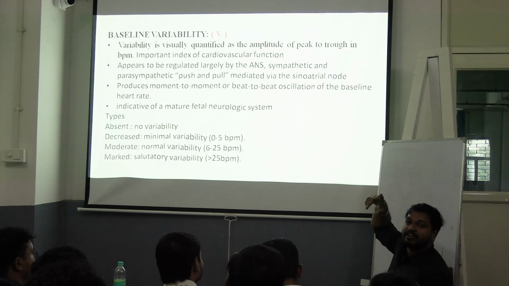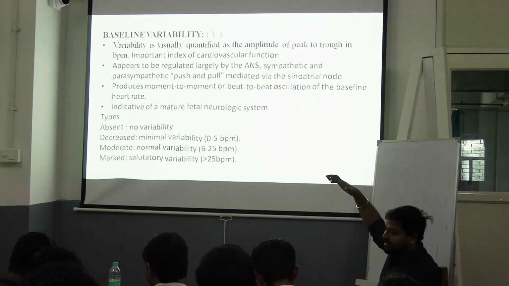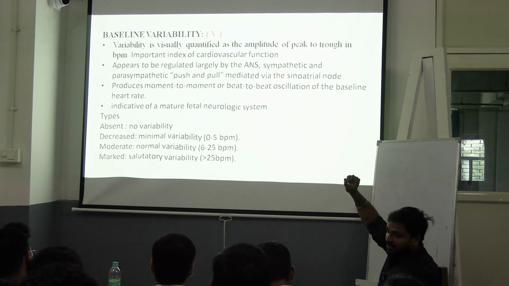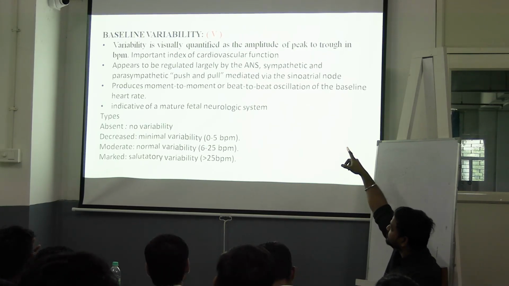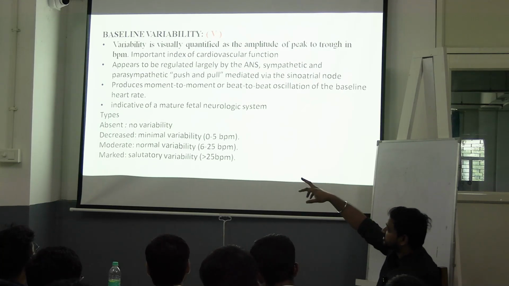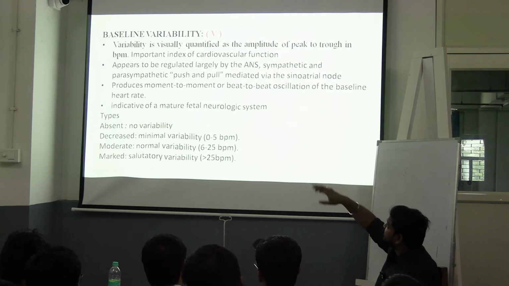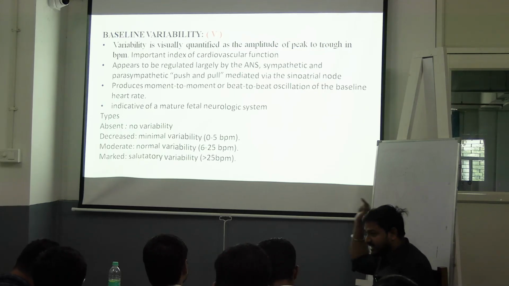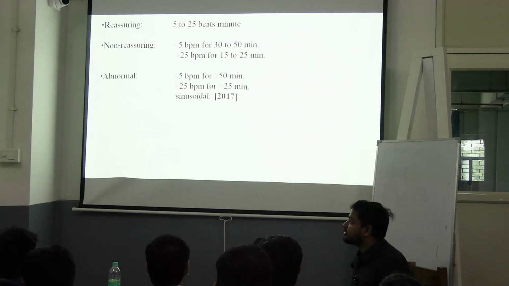Amplitude of peak to the trough in beats per minute. So it is regulated by the autonomic nervous system. There is push and pull. When there is a peak, that is because of the sympathetic system. When there is a trough, that is because of the parasympathetic system. This produces beat to beat oscillations. If there is no variability, if there is a straight line, that is abnormal. There should not be a straight line.